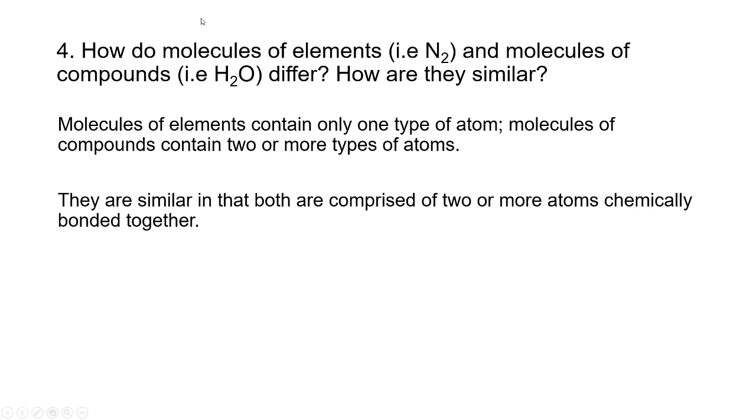So for elements, you have two atoms connected together, and there's many other examples of this too. For molecules of compounds, you're going to have, again, multiple atoms connected together. The question is, are they the same atom or are they different atoms?